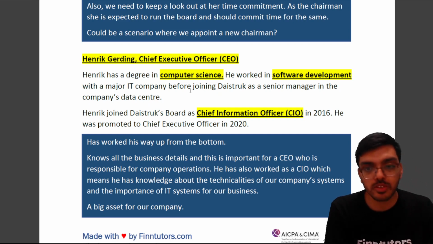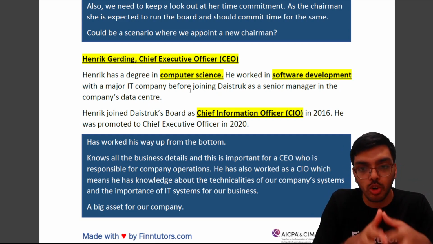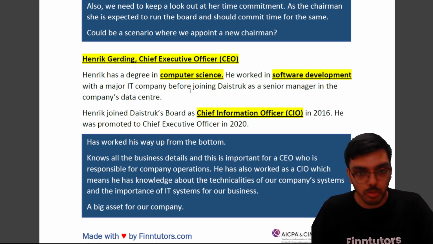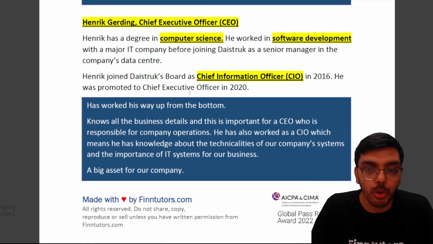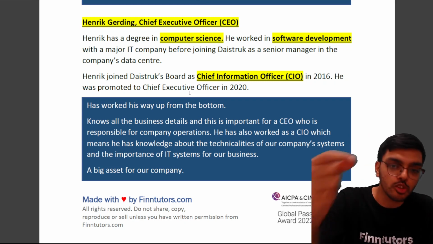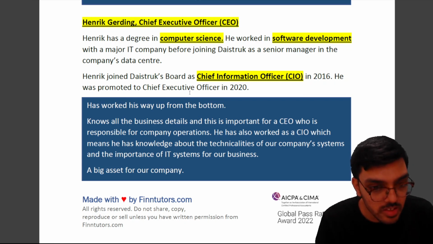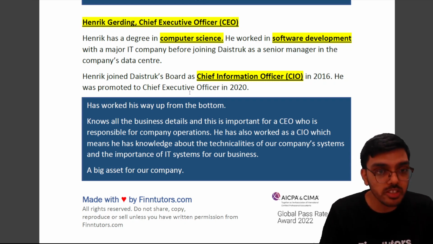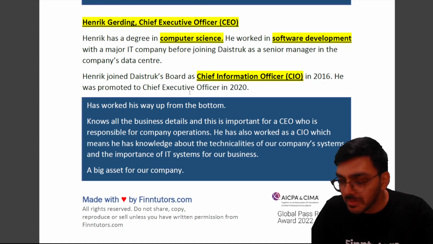So a Chief Information Officer will obviously deal with all the data related stuff in the organization, the IT systems related stuff in the organization. Then he was promoted to CEO. So he has worked his way from Chief Information Officer to the CEO. Knows all the business details, and this is important for a CEO who is responsible for company operations. He has also worked as a CIO, which means he has knowledge about the technicalities of our company's IT systems, and he knows that IT is important for our business. He can be a big asset for our business, and anything related to computer science, IT, software development, you can use his name as a recommendation. It will add integration marks.